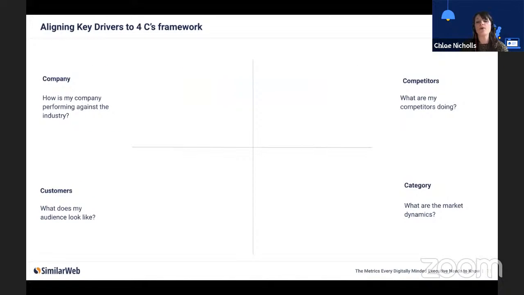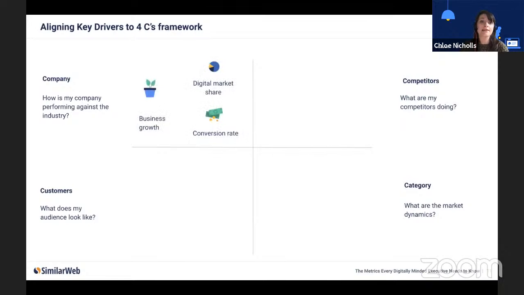And so what we want to do now is think about aligning the 4 C's, so company, competitors, customers, and category. And how do you take those 8 key drivers? I wanted to give you a bit of an example of how we see at Similarweb, how we plot it out with our customers.